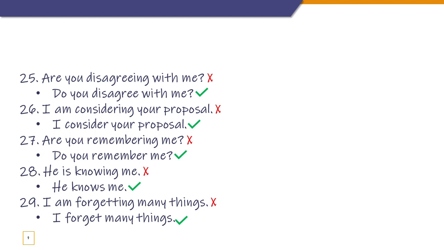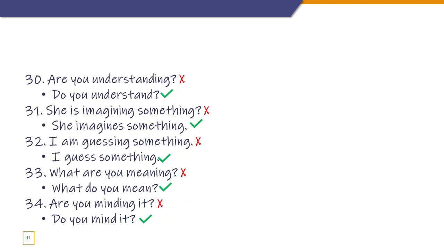Next one, I'm forgetting many things. Is there anything wrong with this sentence? It sounds so correct, doesn't it? I'm forgetting many things these days. People tend to say this. But generally, when you talk about the quality of a person who is very forgetful, you can say, I forget many things.